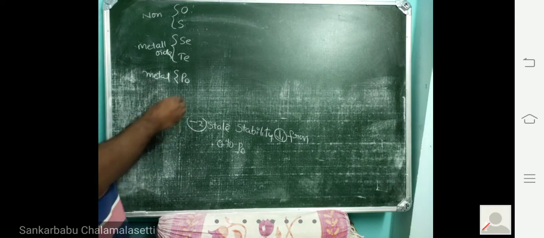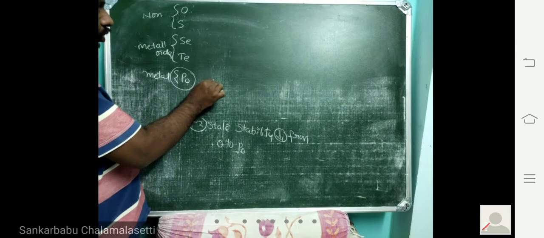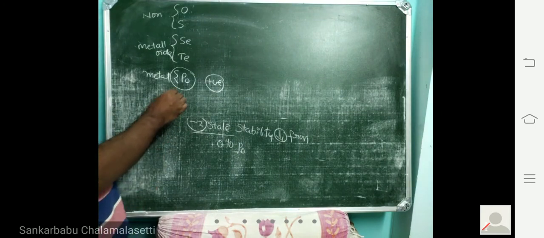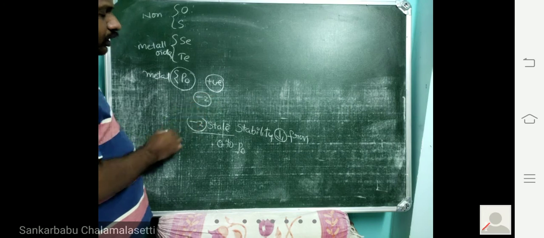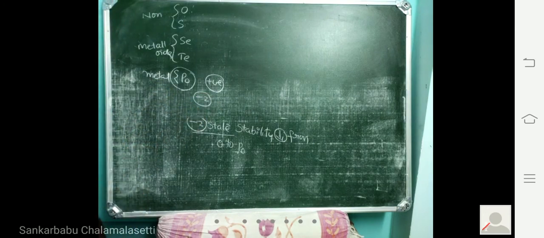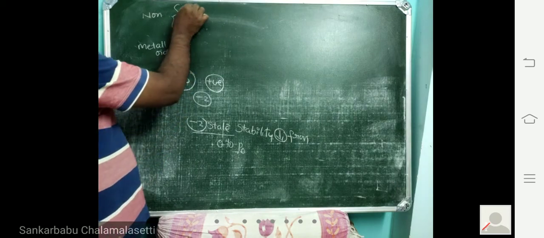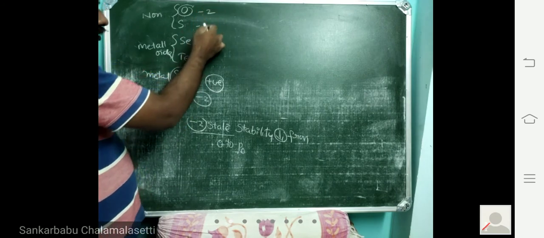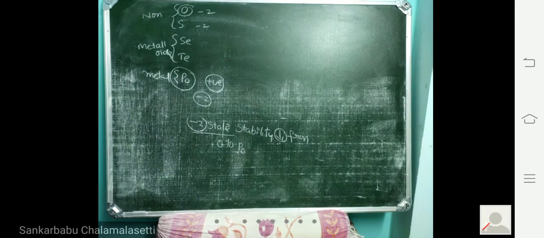We know generally metals show positive oxidation states. Because of that, in this group, from top to bottom, the stability of the -2 oxidation state decreases. Polonium hardly shows the -2 oxidation state because polonium is a metal. It shows the +2 oxidation state. So oxygen shows the -2 oxidation state. Sulfur also shows it, but the stability of the -2 oxidation state decreases from top to bottom.